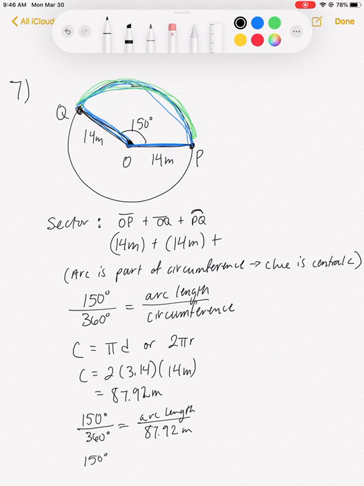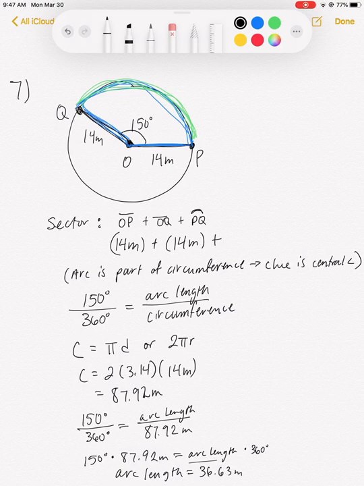When we cross multiply, we have 150 degrees multiplied by 87.92 meters, which is equal to arc length times 360 degrees. So we solve for arc length, and we get the arc length to be 36.63 meters.